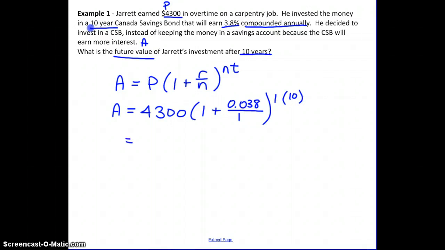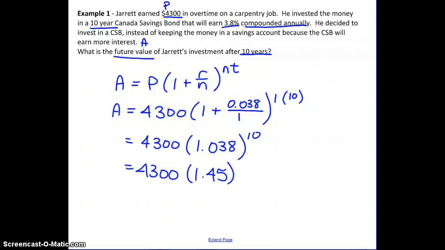So then what we can do is we always start inside the brackets. So we're going to go 0.038 divided by 1, which is 0.038, plus 1, which gives us 1.038 to the power of 1 times 10, or 10. Next, according to BEDMAS, we do the exponent. So we go 1.038 to the power of 10. When we go 1.038 to the power of 10, you get 1.45, which we then multiply by 4,300 to get a total of $6,243.70 would be the future value.